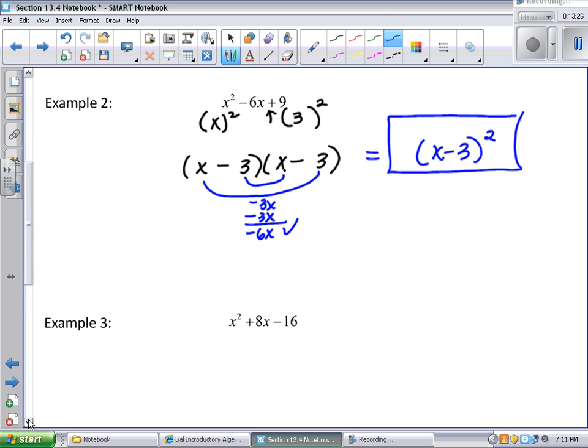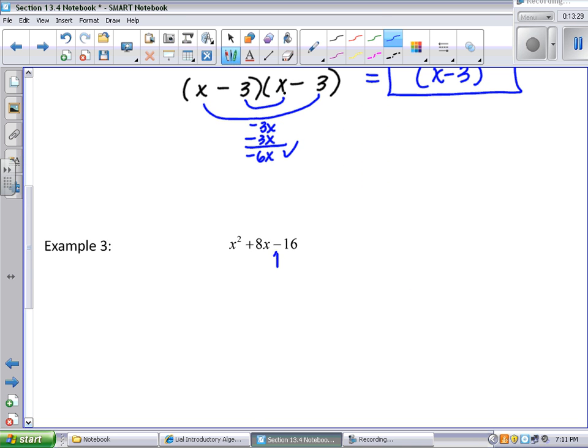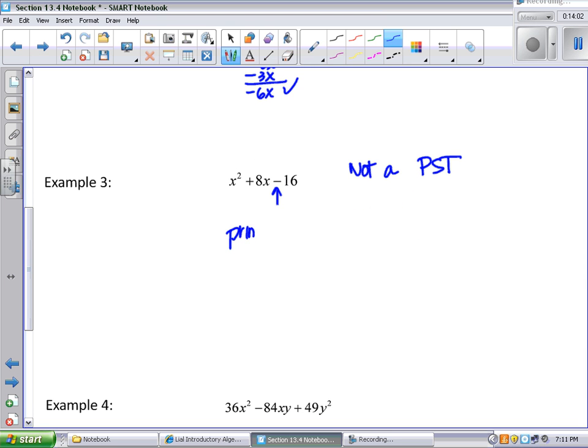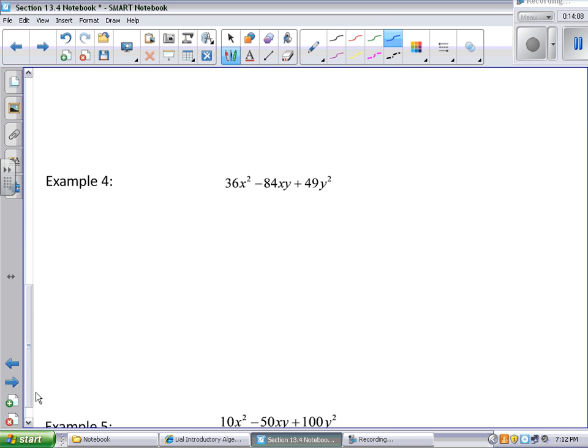Another example. Is my last term positive? No. So we know that this is not a perfect square trinomial. That right there says it's not going to factor the way that we have been factoring. So you can try to factor this as a trinomial. In an effort to save some time here, I'm going to tell you this polynomial is not factorable. This one is prime. Not all of them are prime that are not perfect square trinomials. This one happens to be.